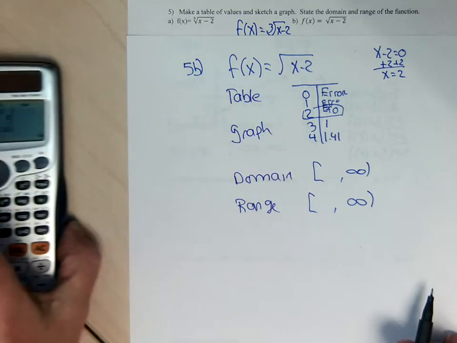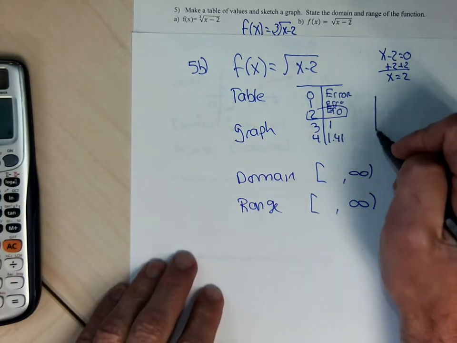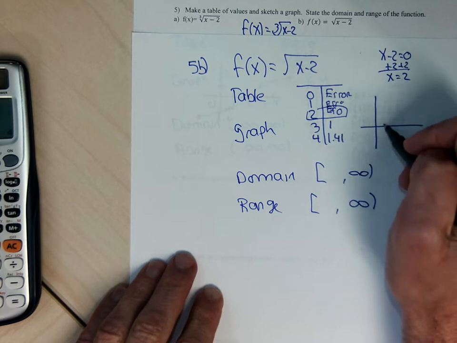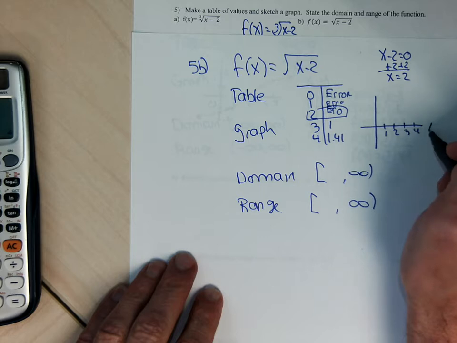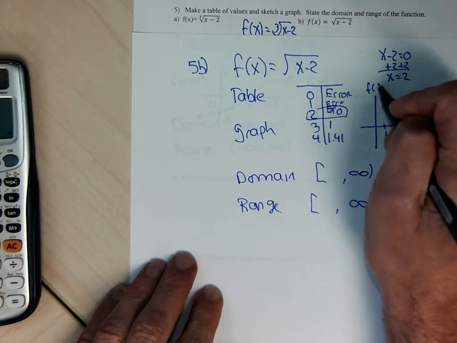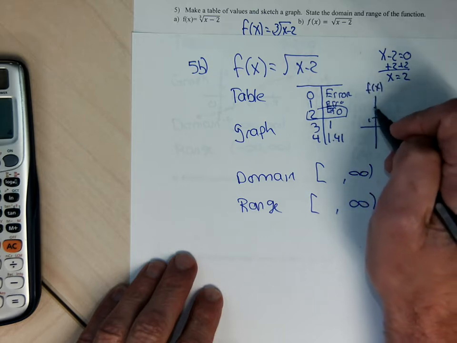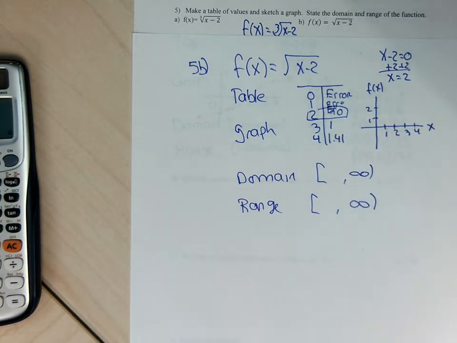So I'm only going to get to plot 3 points, but that's enough for me. On my x-axis, I need to get up to 4. And on my y, or f of x-axis, I really don't need any negatives because I'm not plotting any negatives. I probably just need to get up to 2.